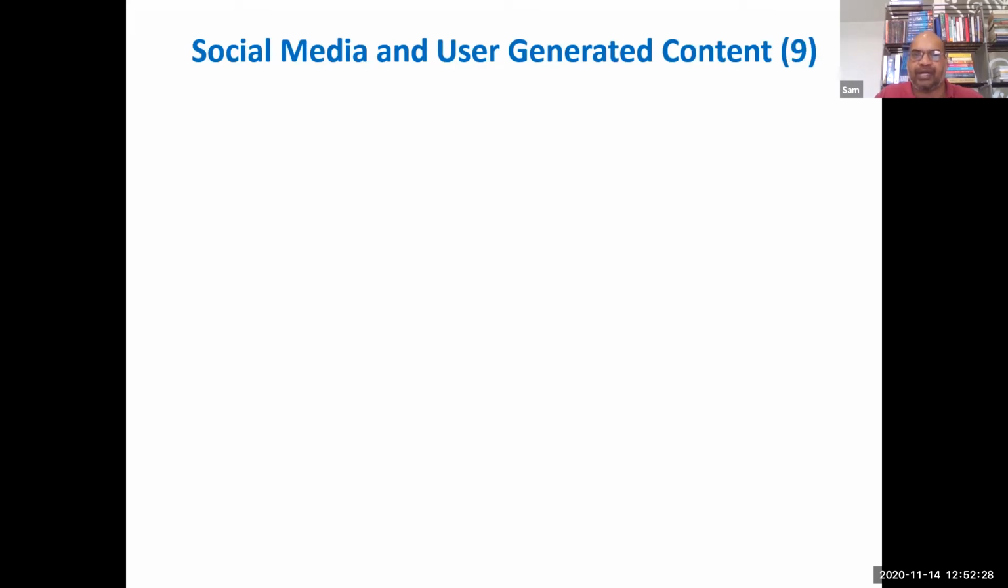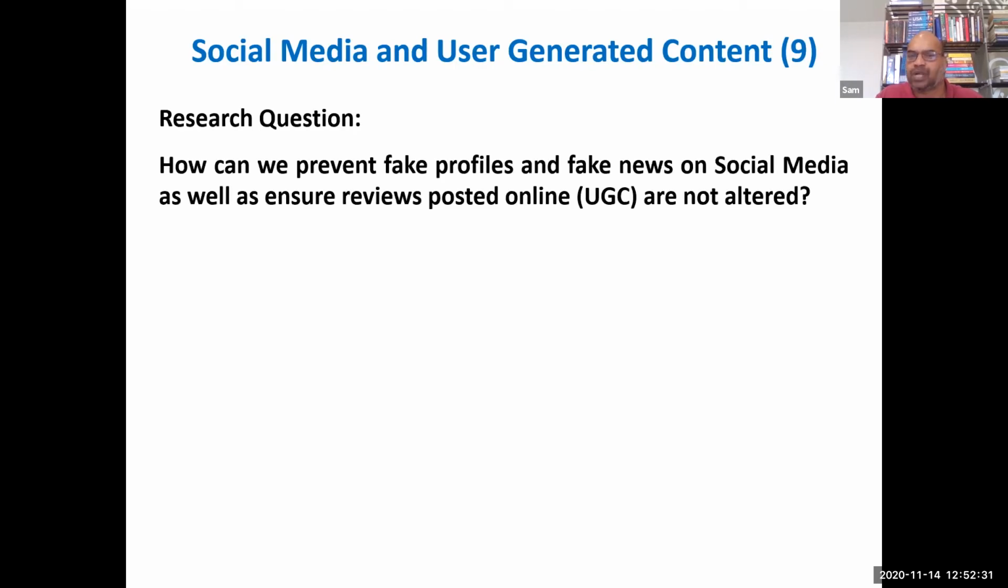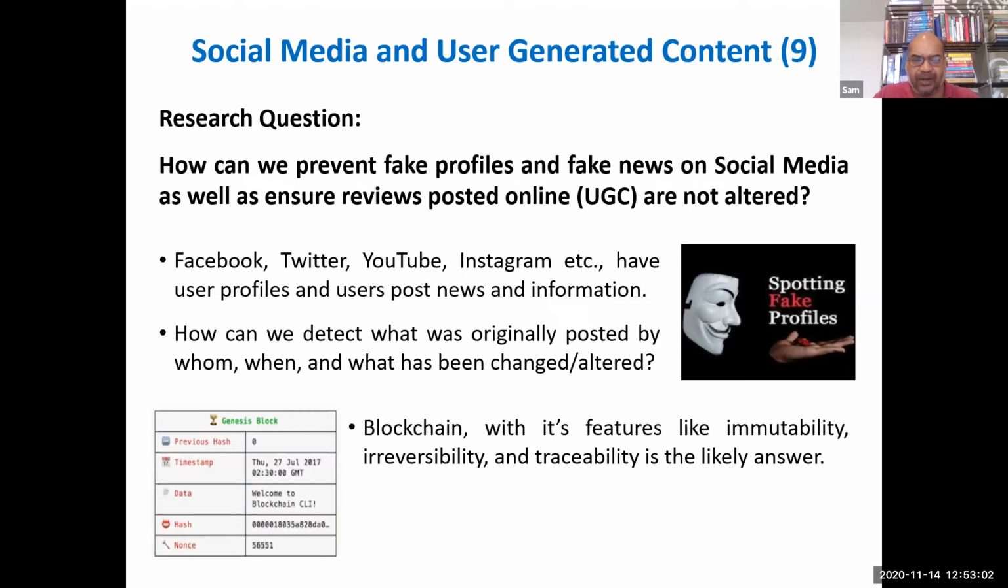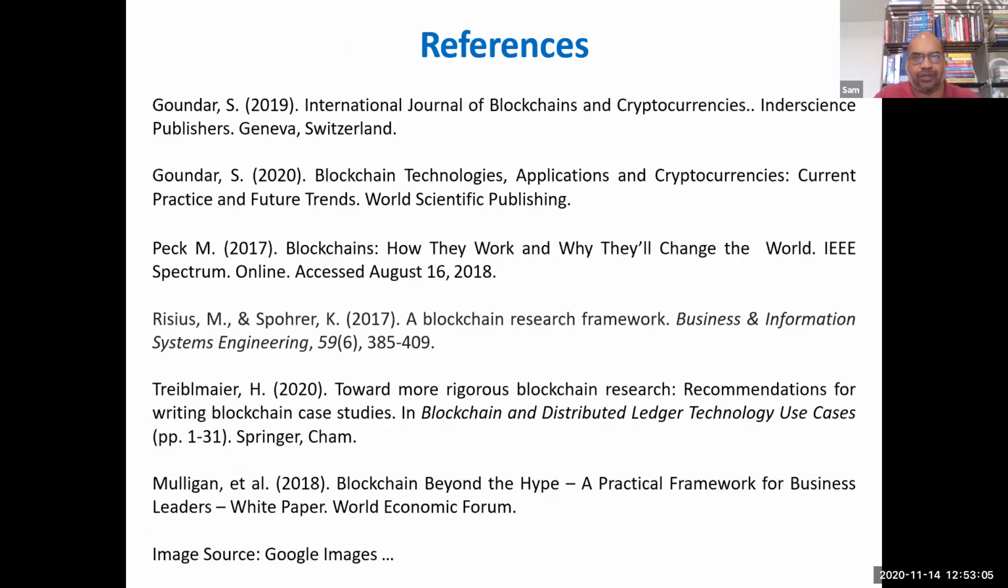Looking at social media and user-generated content, how can we prevent fake profiles and fake news on social media, and ensure that user-generated content is not altered? At the moment, when you write a review on someone's website, because these websites are under the control of the webmaster or web administrator, they can easily change it. And there have been cases of fake profiles and fake news on social media and so forth.